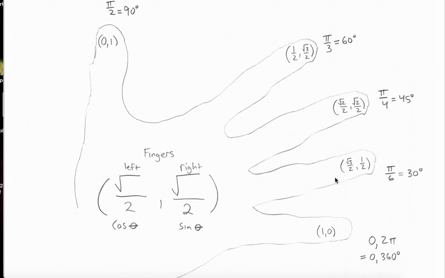To evaluate pi over 6 or 30 degrees, put your ring finger down. Count the number of fingers still up above it or to the left. That's 3. So we got the square root of 3 over 2 is our x value or cosine. And fingers still up to the right of that, we just have 1 of them. Square root of 1 is 1. So 1/2 would be our sine or y value.